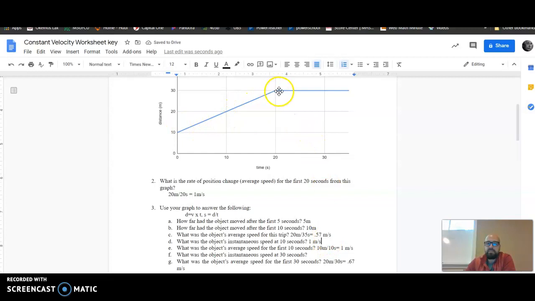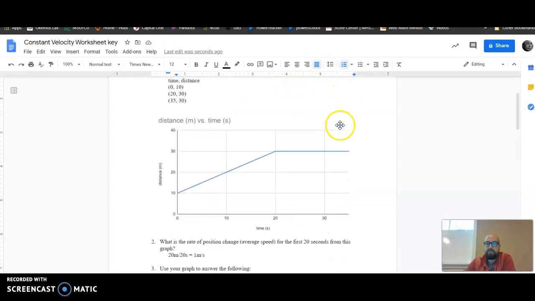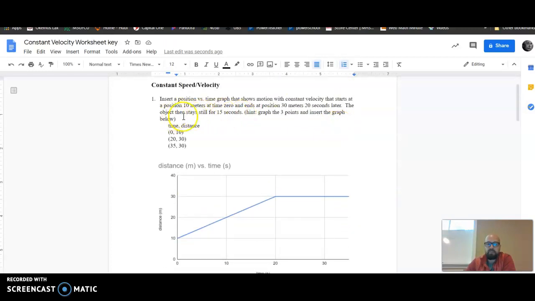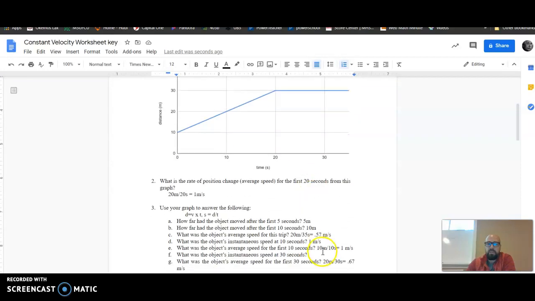Then the object gets here and then it stops moving. We said that in the question here, it stays still for 15 seconds. So if I'm staying still, then I'm not moving, so my speed is 0. I can also tell that because that's the slope of this line. Up here, it has a slope of 0, so I'm going 0 meters per second. So that's how I would solve number 3.